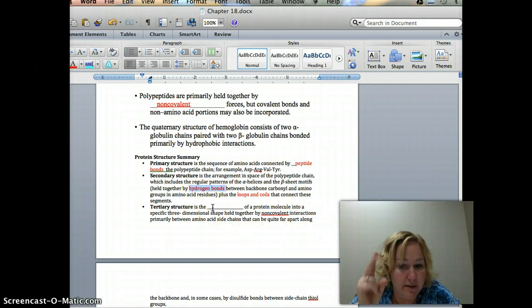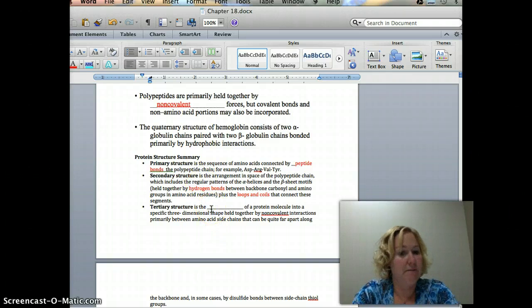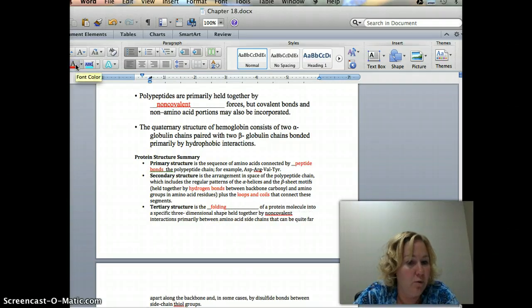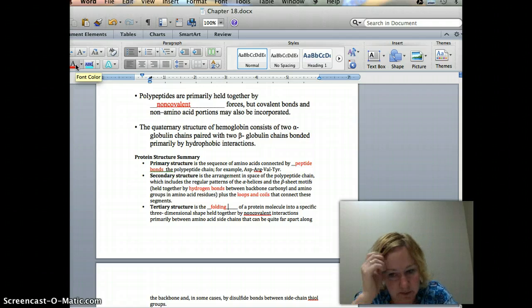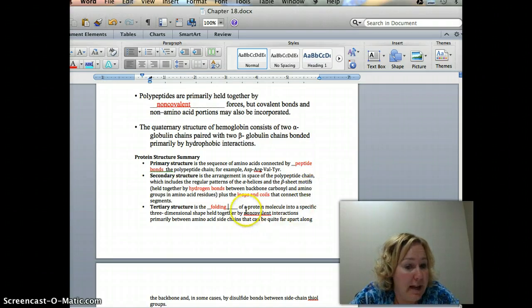So that's primary, secondary, tertiary, review. Tertiary is the what? Tertiary is the folding. Now we're all folding it together. It's the folding of a protein into a specific 3-dimensional shape. So now it looks like a big giant glob, but it's actually specific. This is happening typically through non-covalent interactions. So here we have peptide bonds, hydrogen bonds, non-covalent interactions, all kinds of stuff happening here.